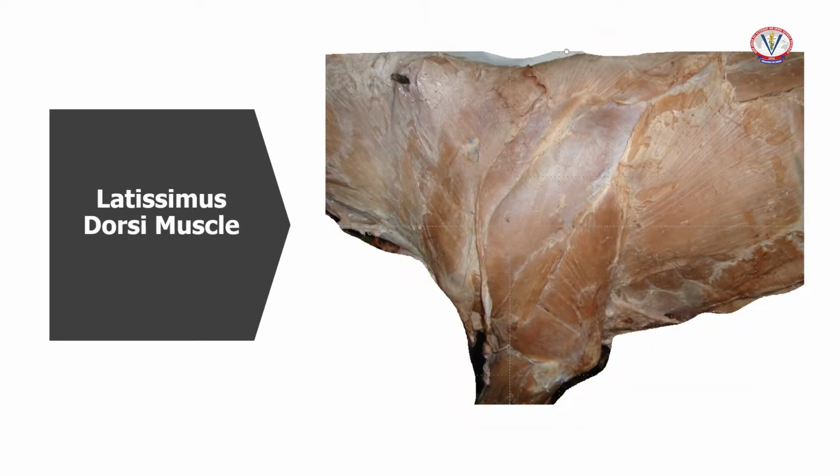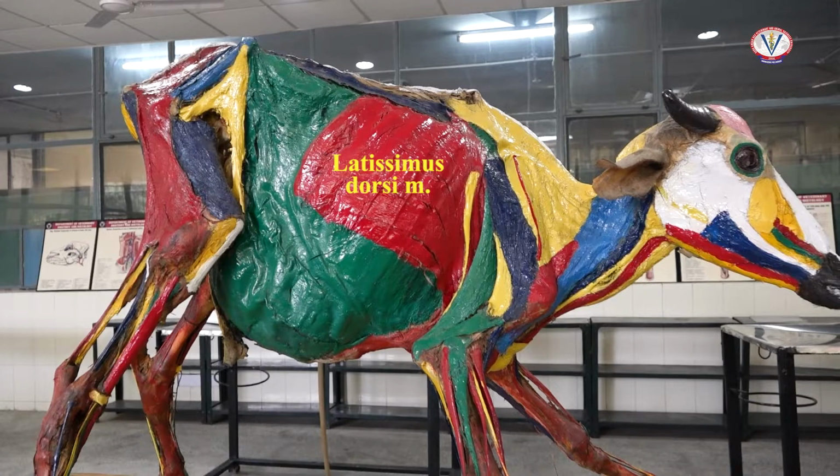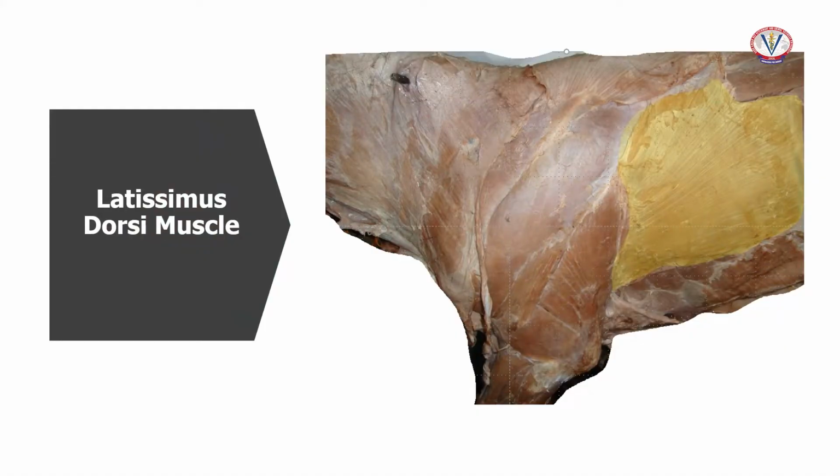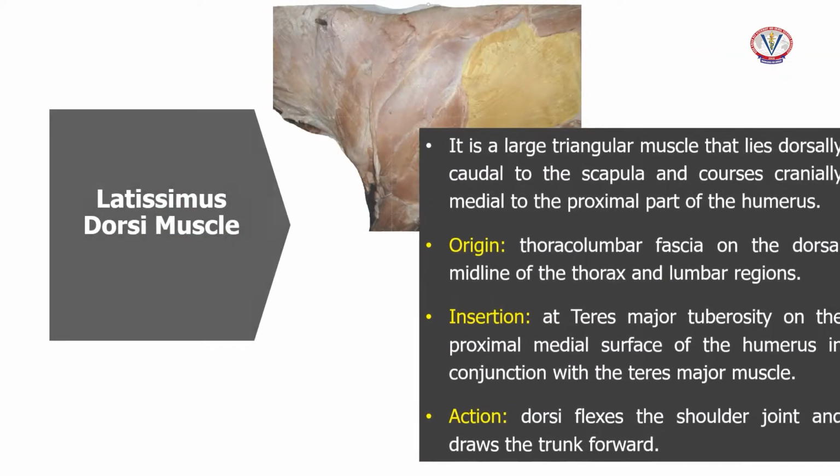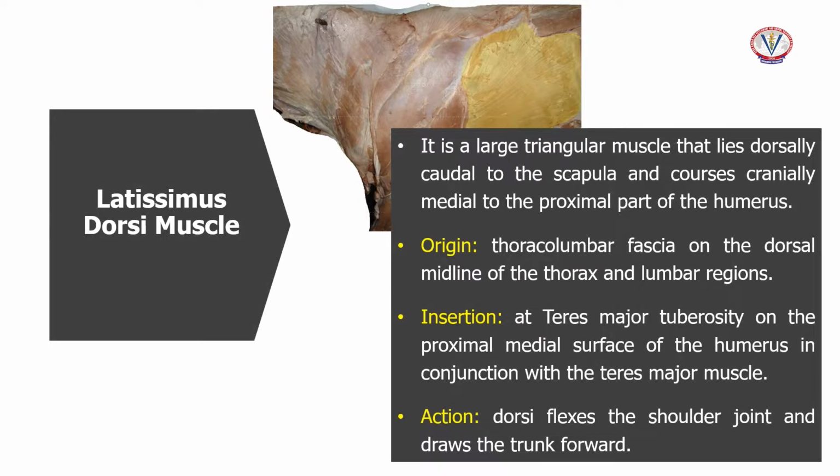The latissimus dorsi is a large triangular muscle that lies dorsally caudal to the scapula and courses cranially medial to the proximal part of the humerus. The muscle originates from the thoracolumbar fascia on the dorsal midline of the thorax and lumbar region. It inserts at the teres major tuberosity on the proximal medial surface of the humerus in conjunction with the teres major muscle. Depending on whether the forelimb is free or fixed, that is weight bearing, the latissimus dorsi muscle flexes the shoulder joint and draws the trunk forward respectively.